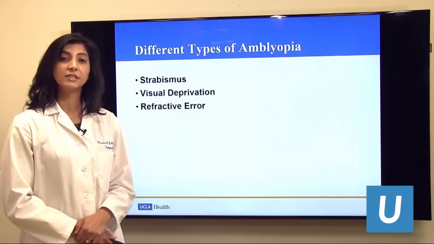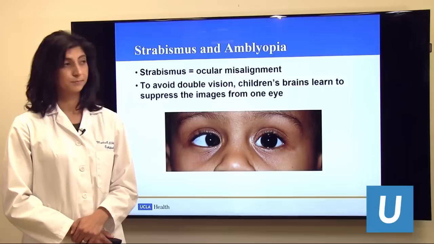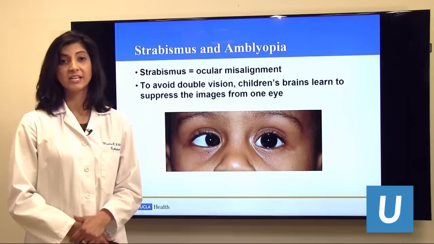Now, what are the different types of amblyopia? There's essentially three types: strabismus, visual deprivation, and refractive error. And we're going to go through each of these types in more detail in the coming slides. So first off, strabismus. Strabismus refers to an ocular misalignment. The eyes are not straight.